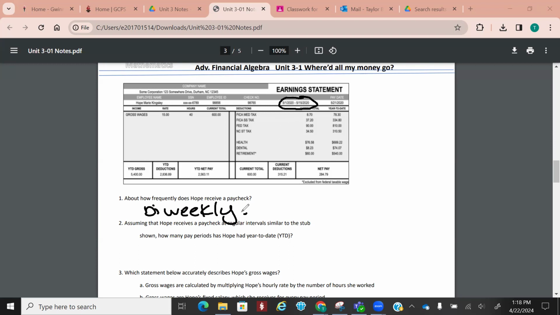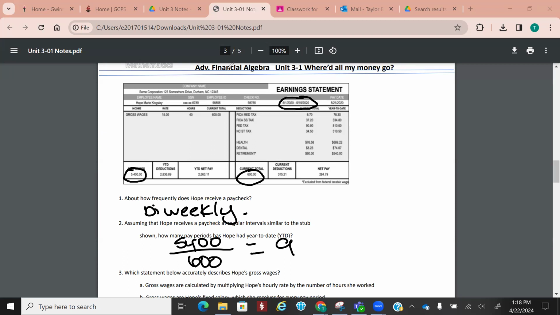And assuming that Hope receives a paycheck at regular intervals similar to the stub, how many pay periods has Hope had year to date? Okay, so if she has made, here you go, year to date gross, so she's made $5,400, and her pay stub is for $600, then how many pay periods is she going to have? That's 9.